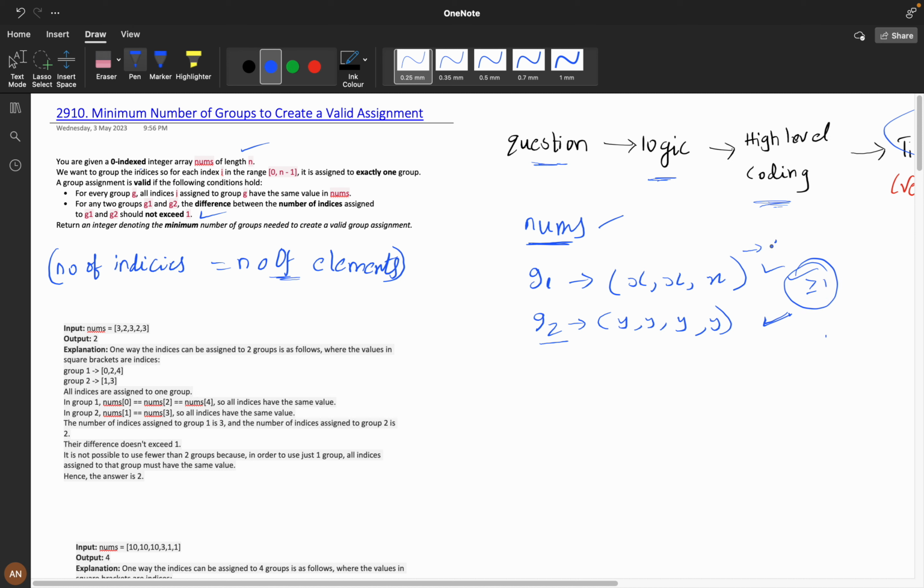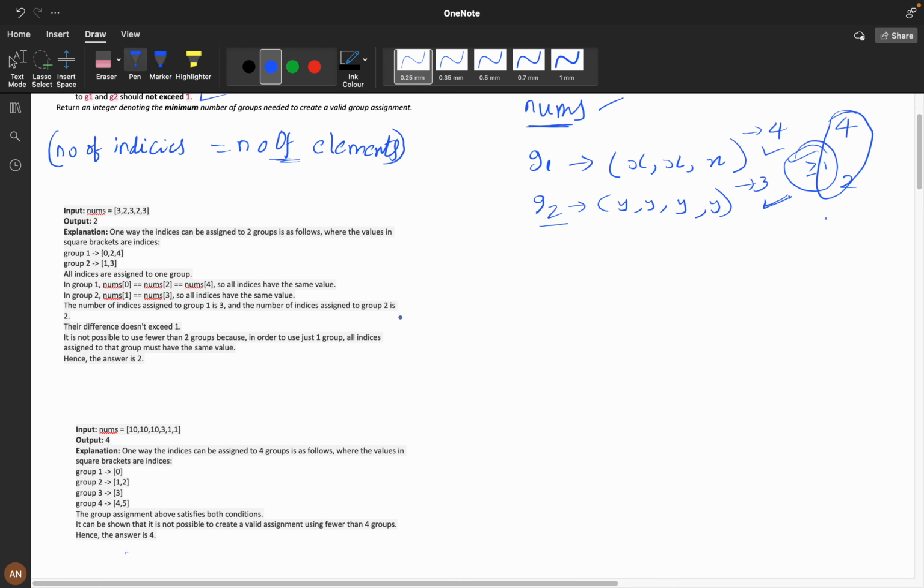Suppose in G1 I have 4 and in G2 I have 3, it is valid. But if G1 has 4 and G2 has 2, that is not valid. We need to return the minimum number of groups needed to create a valid group assignment. We need to optimize it so that we can create a valid group assignment.